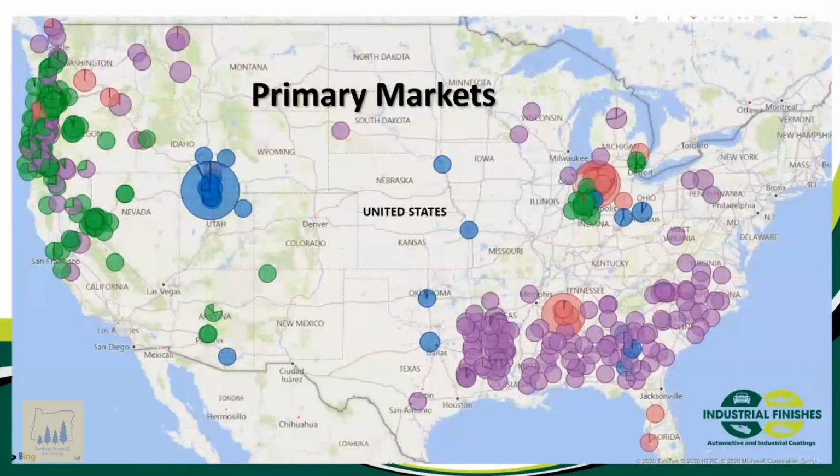And here's kind of our sales footprint. I've colored our automotive in green, so you can see that primarily for automotive we're on the west. We have a little bit in Indiana, and then we've got purple, which is representing our industrial business, our wood product business. Blue is our aerospace, and red is our RV.